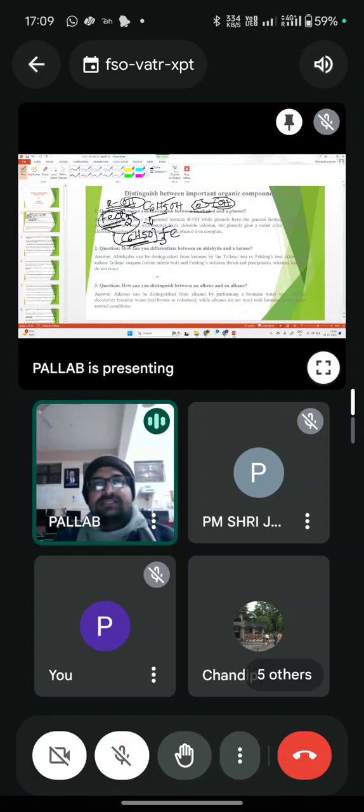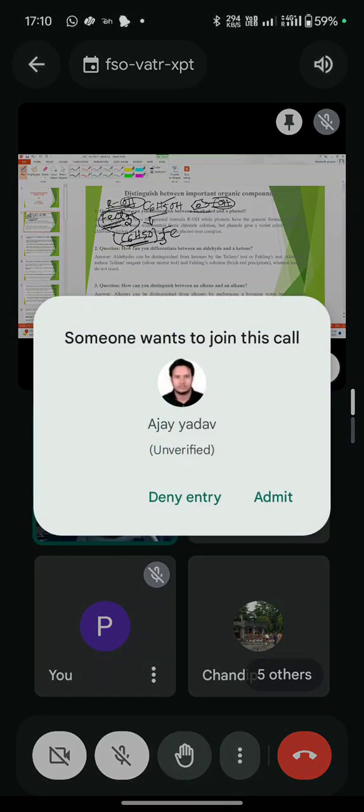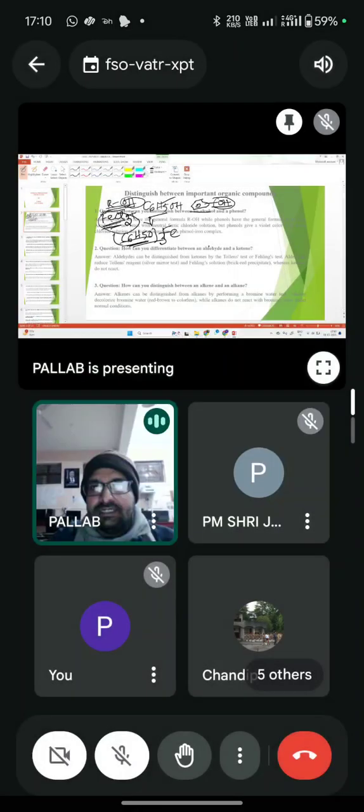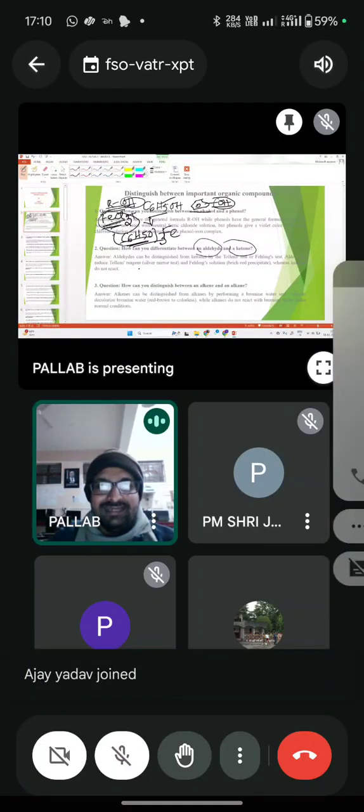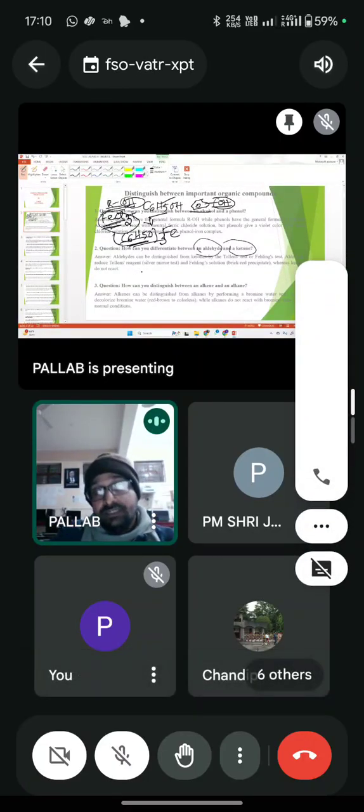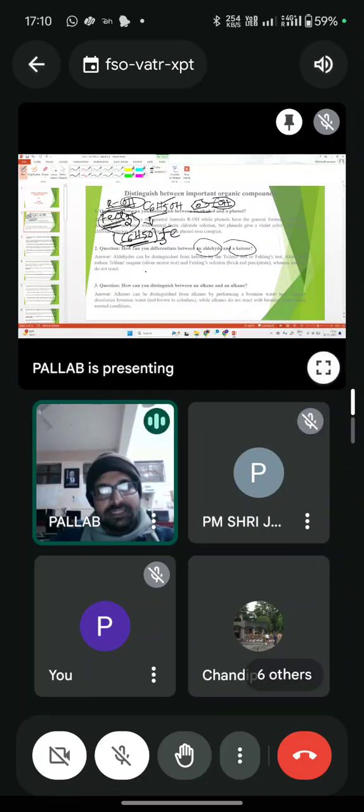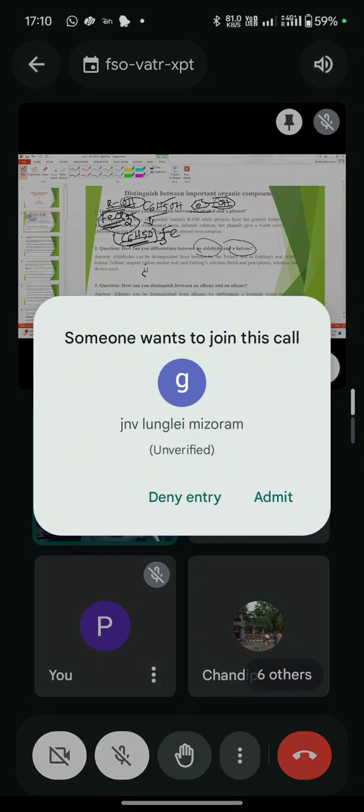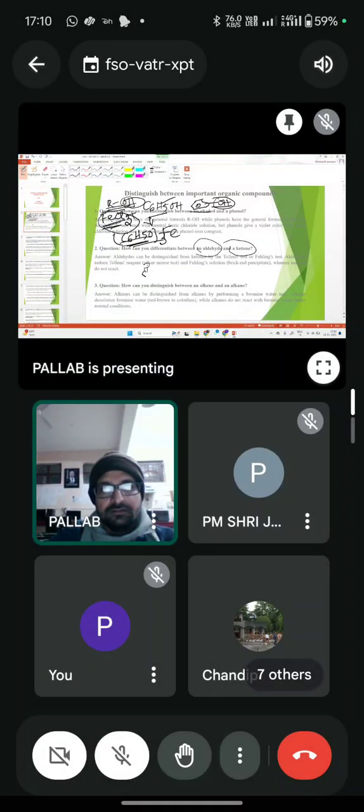Now the second question is, how can you differentiate or distinguish? Both are of the same type of question. How can you distinguish between an aldehyde and a ketone? We all know that aldehyde and ketone both are carbonyl compounds. That means both contain this group.